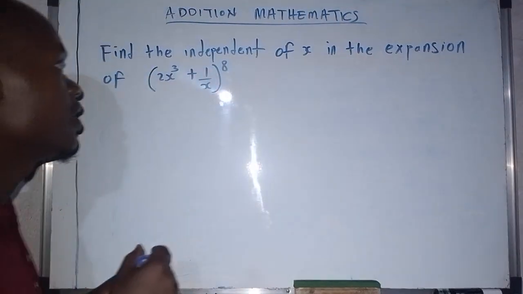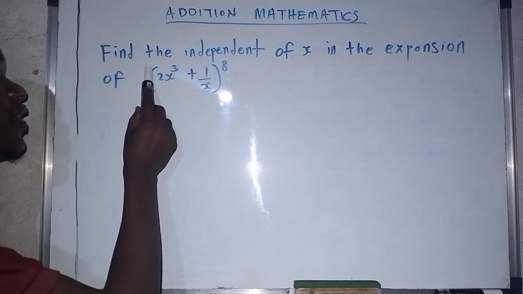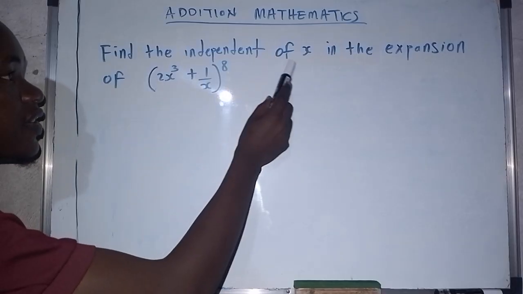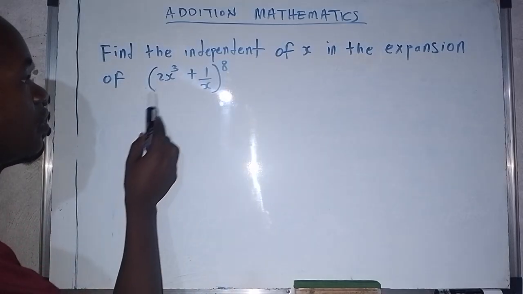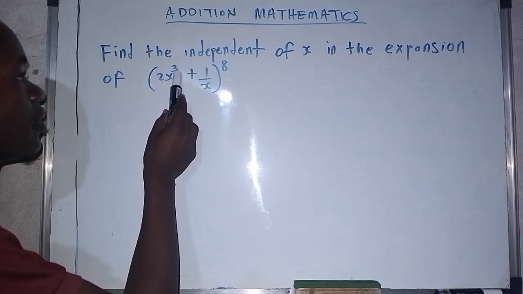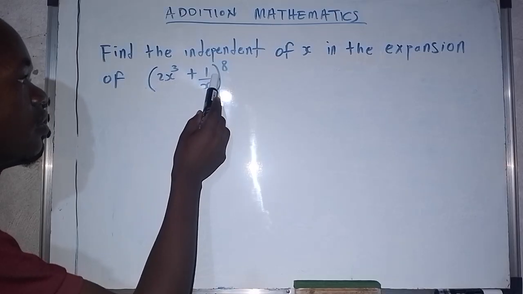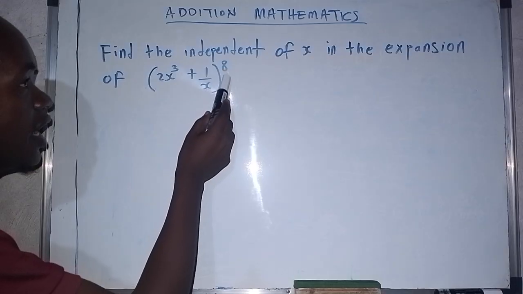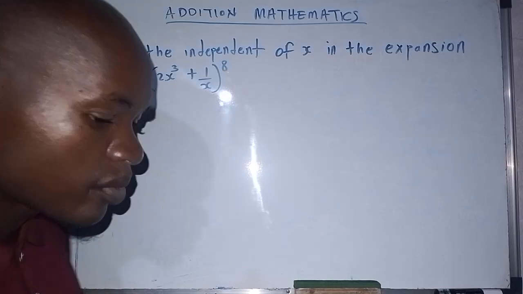Now we have this question here. Find the independent term of x in the expansion of (2x^3 + 1/x)^8.